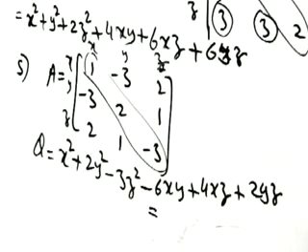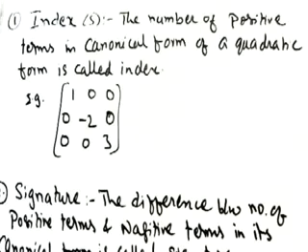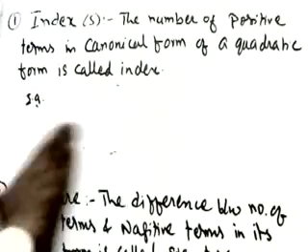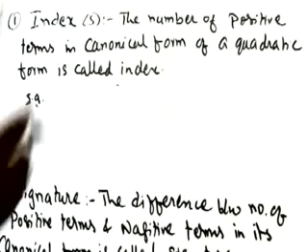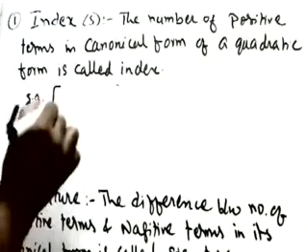So we have seen how to change into quadratic form and how to change into the matrix form. Let me continue. Now let me cover some terminologies. What is the meaning of index? The number of positive terms in the canonical form of a quadratic form is called the index. I will explain it with an example.